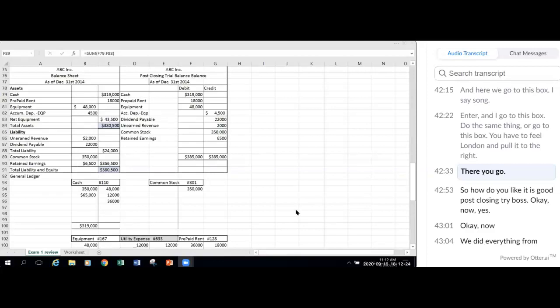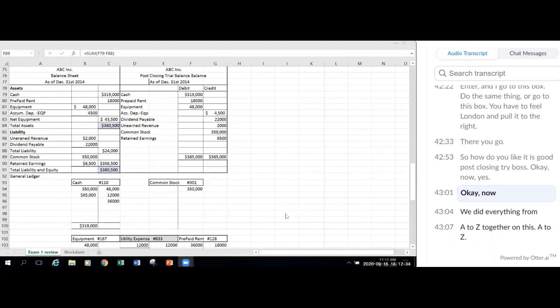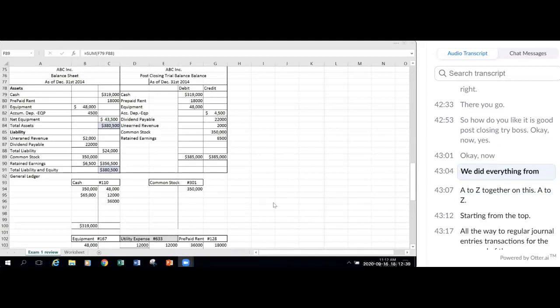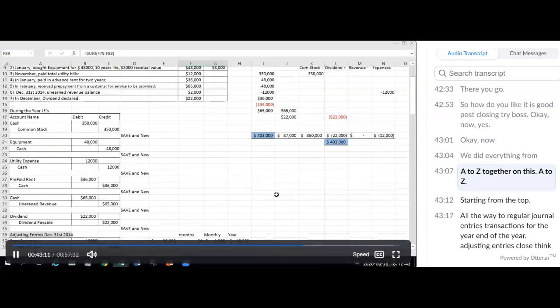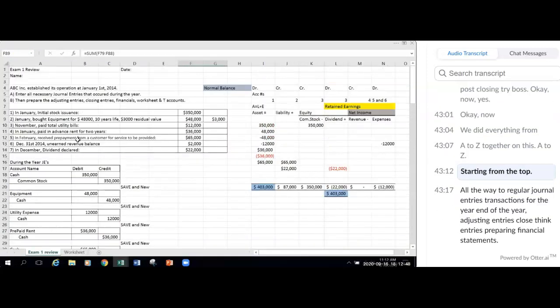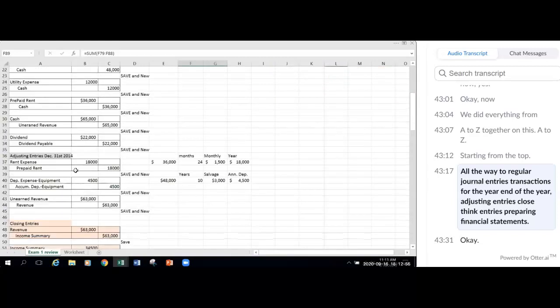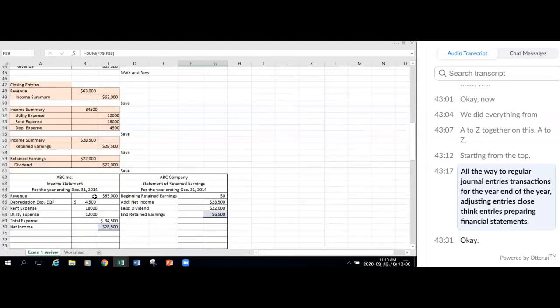Okay. So how do you like it? Is good post-closing trial balance okay now? Yes? Okay. Now, we did everything from A to Z together on this. A to Z. The top, all the way to regular journal entries, transactions for the year, end of the year adjusting entries, closing entries, preparing financial statements.